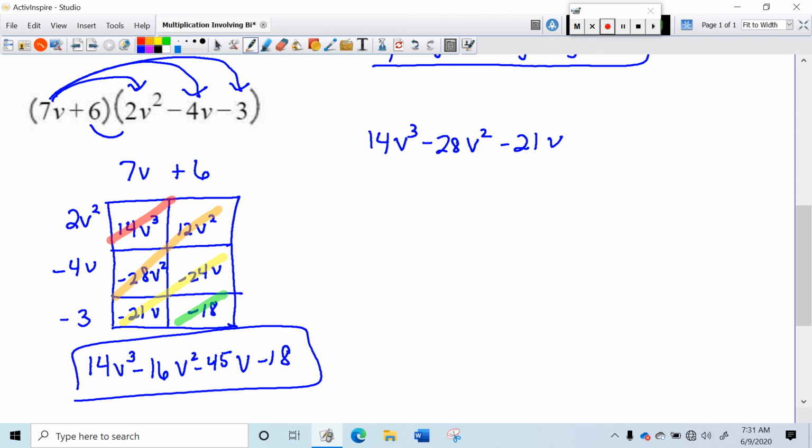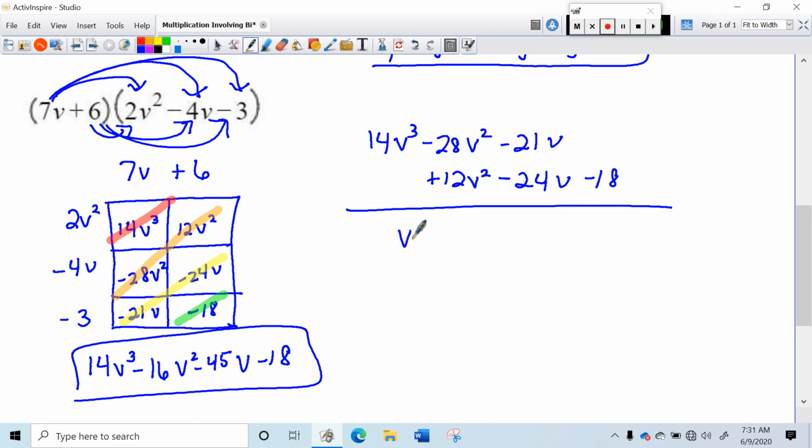Then distribute the 6. 6 times 2 is 12 and v squared, so I'm going to put that with my v squareds. 6 times negative 4 is negative 24, and that's a v, so I'm going to put that with my v's. And 6 times negative 3 is negative 18. That's going to go at the end. So for my v cubes, I've got 14 of those. For my v squared, I have a negative 16. For my v's, I have a total of negative 45 of those, and then negative 18.